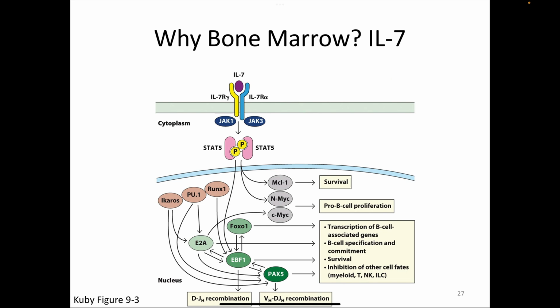So the idea, if my developing B cell escaped from the bone marrow, it would be out of luck because it wouldn't get any IL-7, and it would be sad, and it would die.